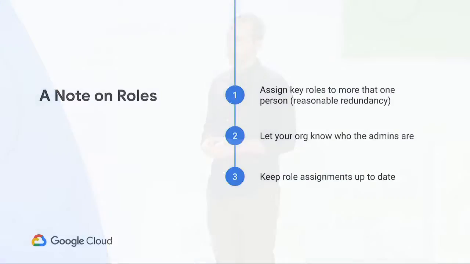Quick note on roles. This applies not only to the roles we just discussed, but also the ones that we're going to discuss for the other resources. Avoid single points of failure, like that situation that we just talked about with the employee that wins the lotto and never comes back. It's a good idea to assign multiple individuals to these key roles, especially administrator roles, and practice what we're calling reasonable redundancy. That's sort of half the battle.